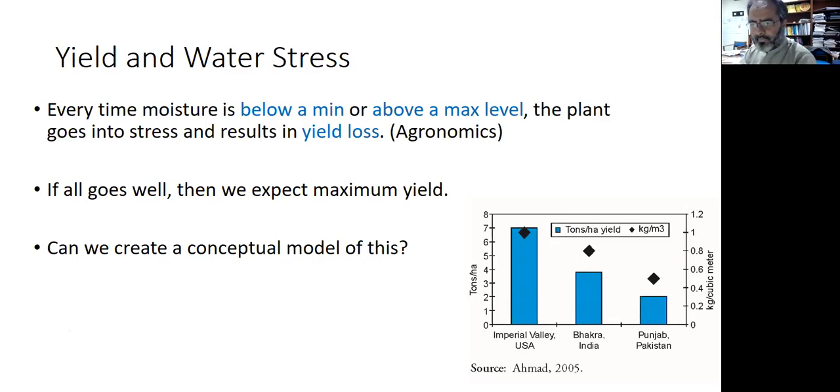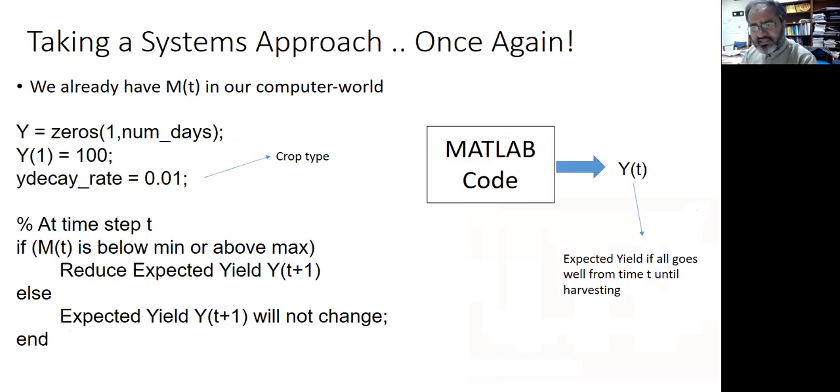All right. Now we will take once again a systems approach to this. Look, we have already generated a computer world. We already have a code which is describing to us how soil moisture is evolving. So already we have in the code a way to describe the soil moisture dynamics, right? But now we are going to see if we can also say something about how the expected yield goes up and down as the season goes along.